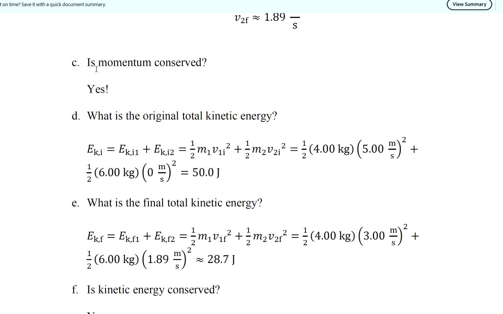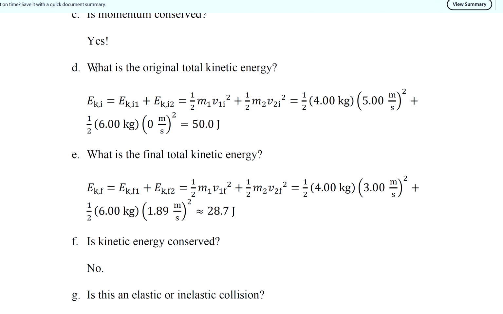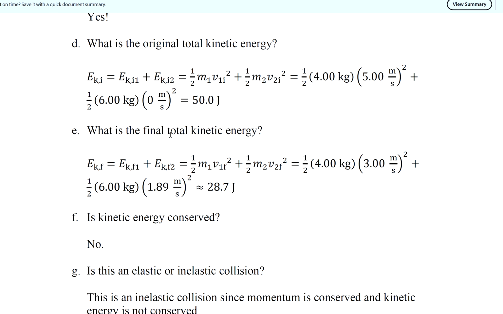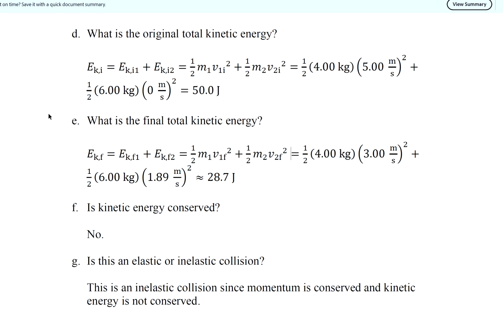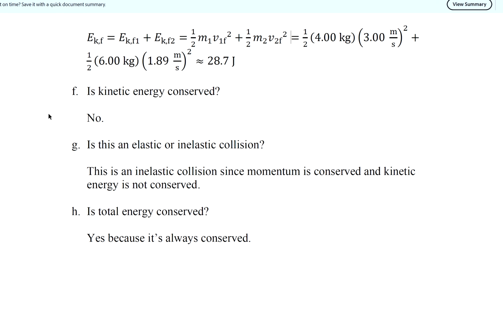Is momentum conserved? Yes. What's the original total kinetic energy? It's 1/2 m1 v1 squared plus 1/2 m2 v2 squared, 50 joules. What's the final total kinetic energy? It's 1/2 m1 v1 final squared plus 1/2 m2 v2 final squared. Is kinetic energy conserved? No, because initial kinetic energy does not equal final kinetic energy. Is this an elastic or inelastic collision? It's inelastic, since kinetic energy is not conserved.